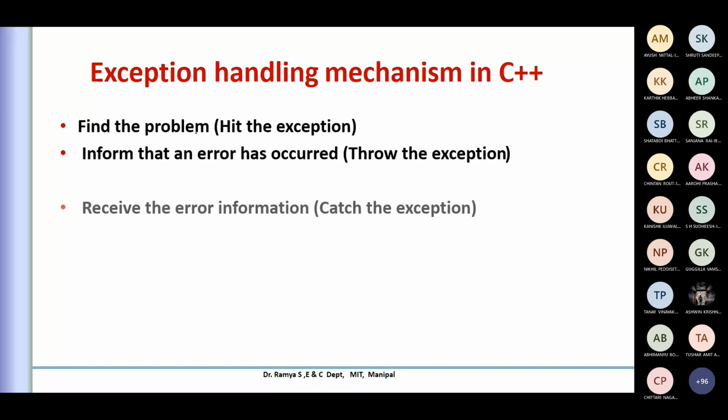Initially you have to anticipate that there may be a problem, that an error can happen in this place. At that point you write a try block there. To inform that an error has occurred, you do a throw of that exception. So first you identify the error, and if this error happens, what to do and where to go, this is a throw exception.